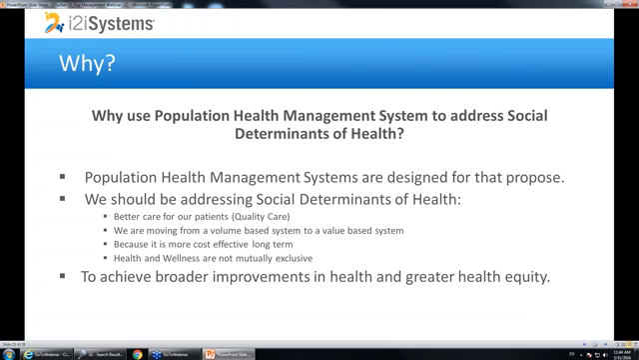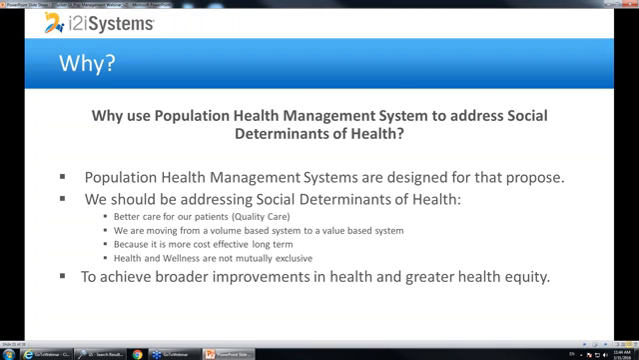So why use a population health management system to address social determinants of health? I mean, we could just see patients and that's it. But realistically, the population health management systems are designed for this particular purpose, to make sure that we're able to bridge gaps, to make sure that we're able to address those social determinants of health. And why should we address social determinants of health? Why shouldn't we just see patients and that's it? Well, because that's not quality care.